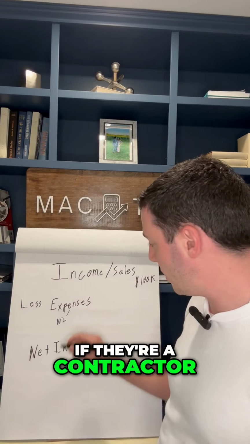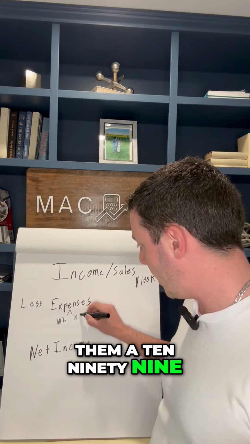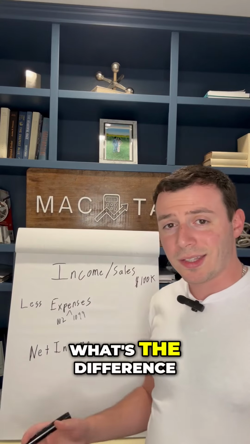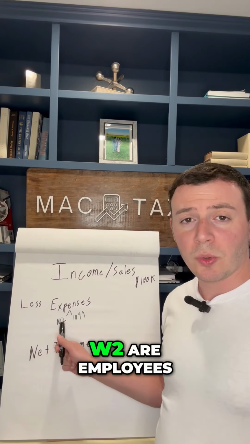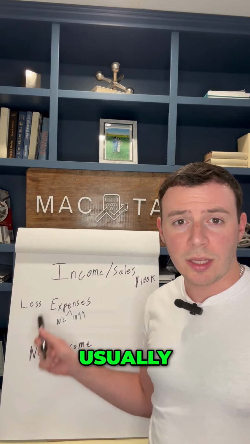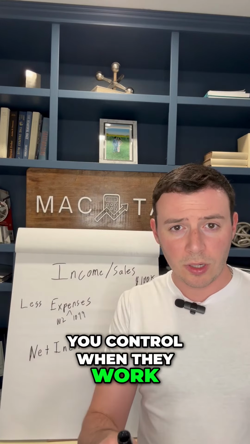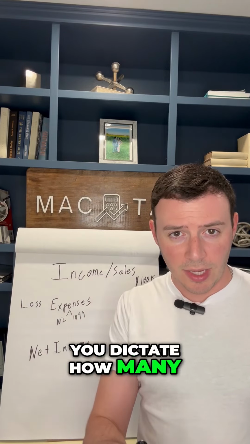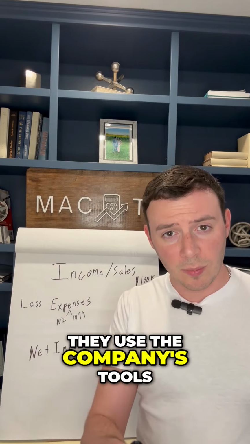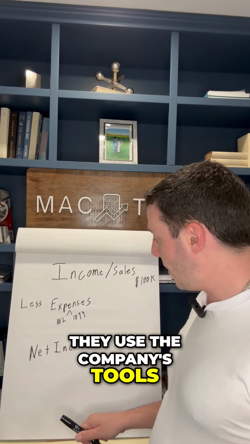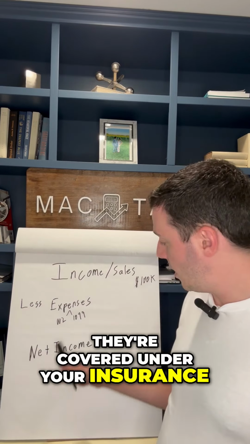If they're a contractor, you have to issue them a 1099. What's the difference? W-2 are employees. Usually, you control when they work. You dictate how many hours they're going to work. They use the company's tools. They're covered under your insurance.